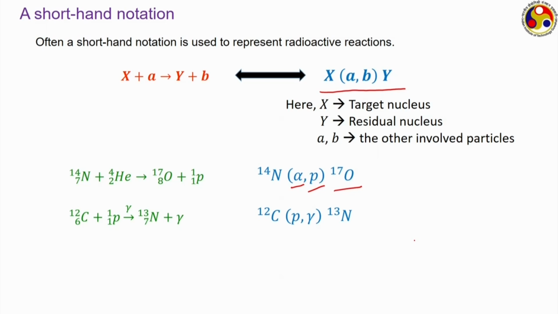Here you can see we are writing only the mass number of nitrogen or carbon or any such nucleus. Of course, you can always include the atomic number also, like you can always put this 6 here to indicate the atomic number of carbon, or this way you can indicate it for other particles also.